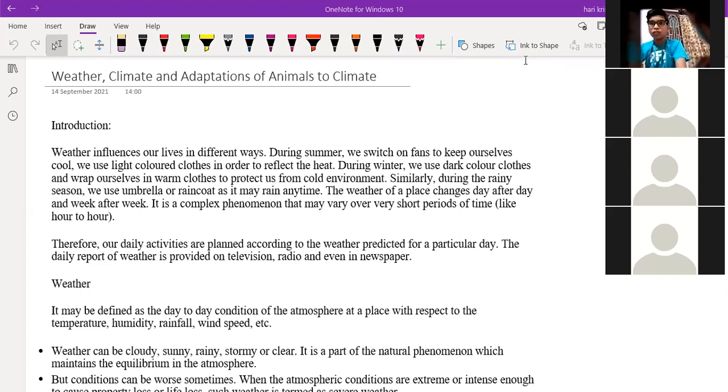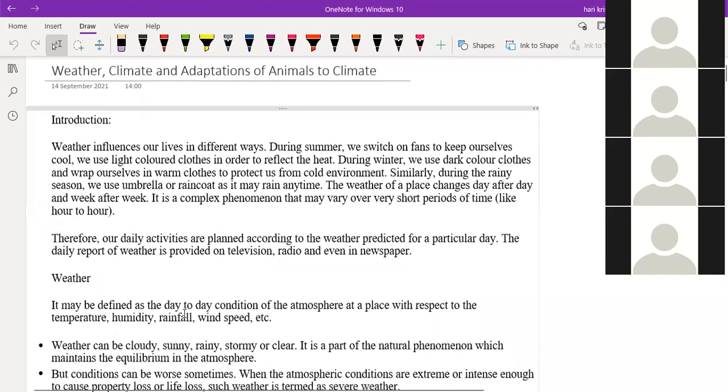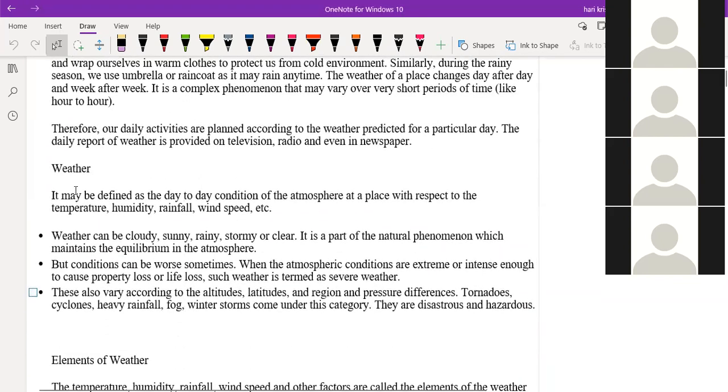Okay. So the meaning of weather is what? It is defined as the day-to-day condition of the atmosphere at a place. With respect to the elements of weather, it is defined as the day-to-day condition of an atmosphere at a particular place only, they are saying. Then what are the elements of weather here? With respect to what will we measure? We'll measure with respect to temperature, humidity, rainfall, and wind speed.